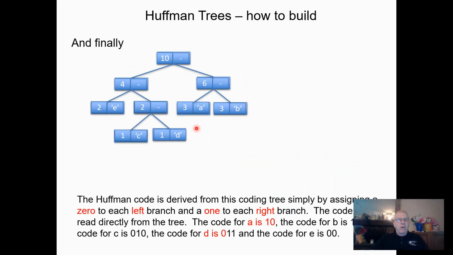Now how do we derive codes? Well, it's a lot like the Morse code project. We assign a 0 to the left branch and a 1 to each right branch. So, for example, E is 0, 0. C is 0, 1, 0, and so forth.